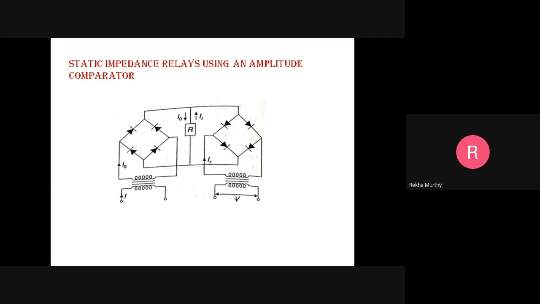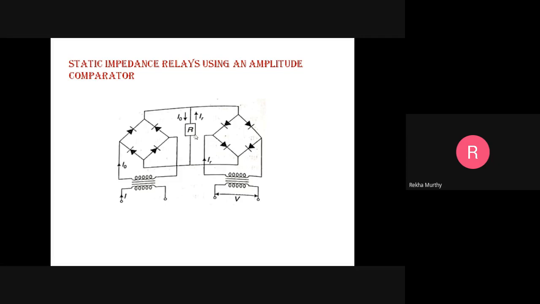As you know, the bridge rectifier arrangement is a current comparator. It is supplied with the operating current I naught and the restraining current IR. I naught is proportional to the load current. I naught is going to flow in this direction, and IR is also going to flow in this direction. Whenever you find that there is a difference in the flow of current, immediately the relay has to operate. I naught is proportional to the load current and IR is proportional to the system voltage. Whenever there is a difference in the current, this relay is going to react. This is about the static impedance relay using an amplitude comparator.